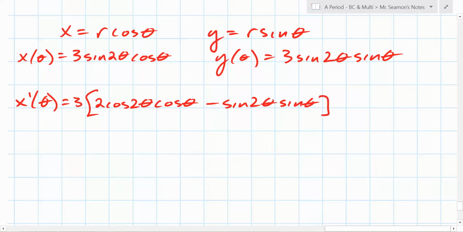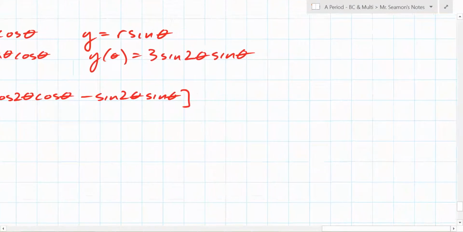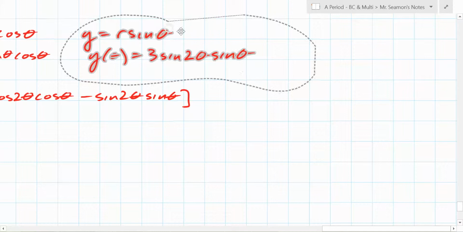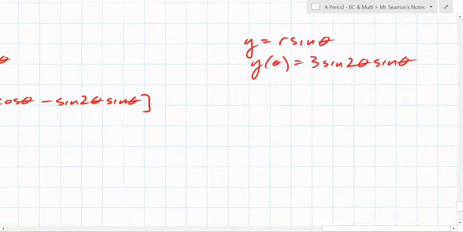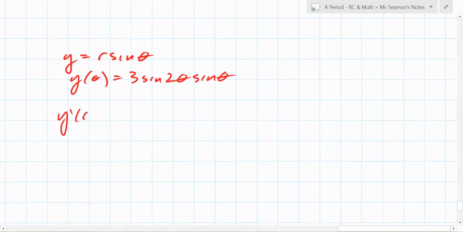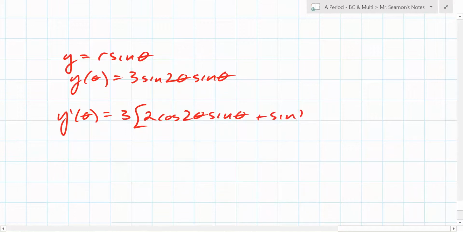Is that good? Nice. So then what do we have to do over here? We can bring this over if we want, right? Move it over. So what's y prime of theta going to be? 3 times 2 theta sine theta, derivative of the first times the second plus the first times the derivative of the second. How am I doing so far?